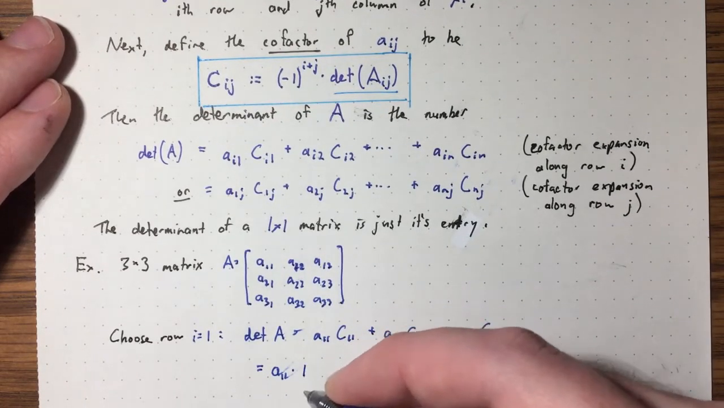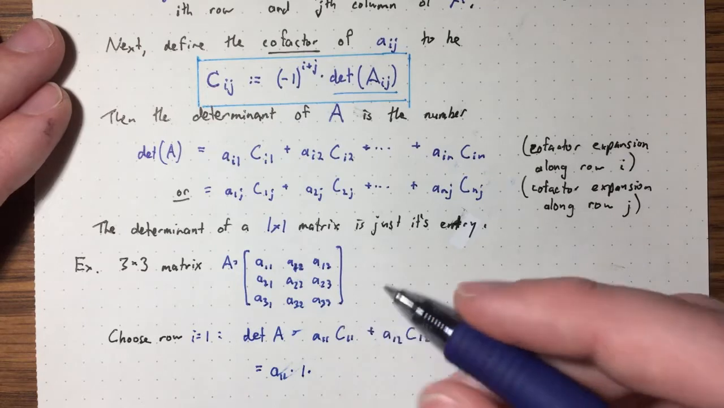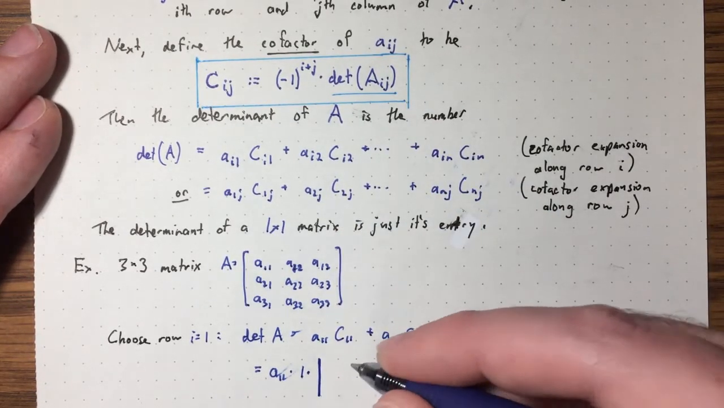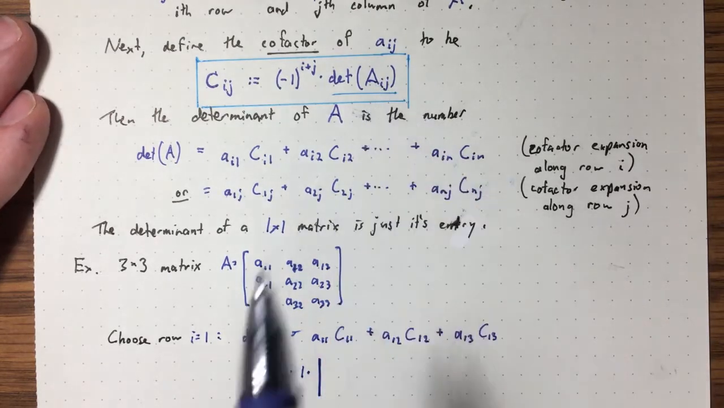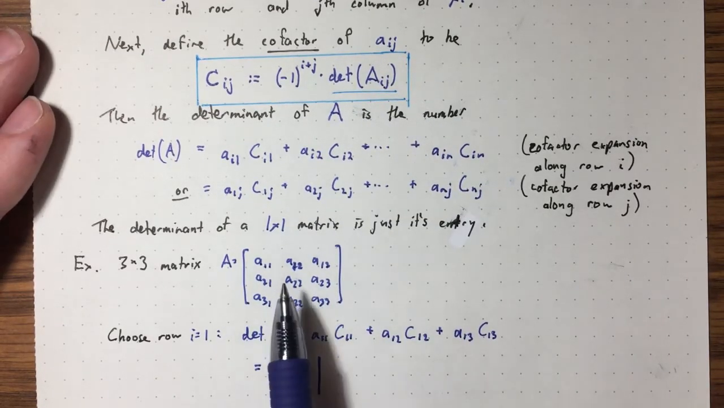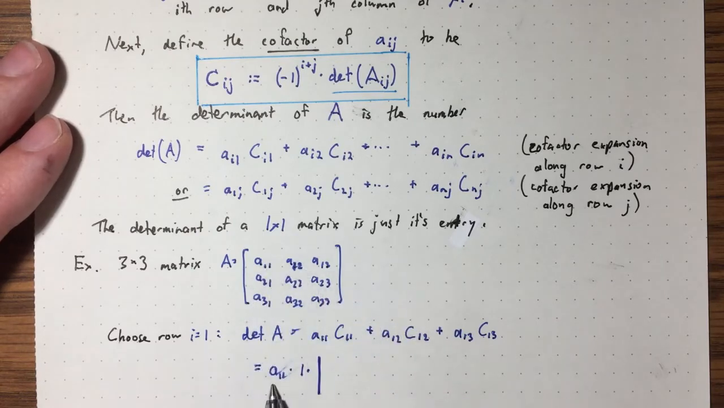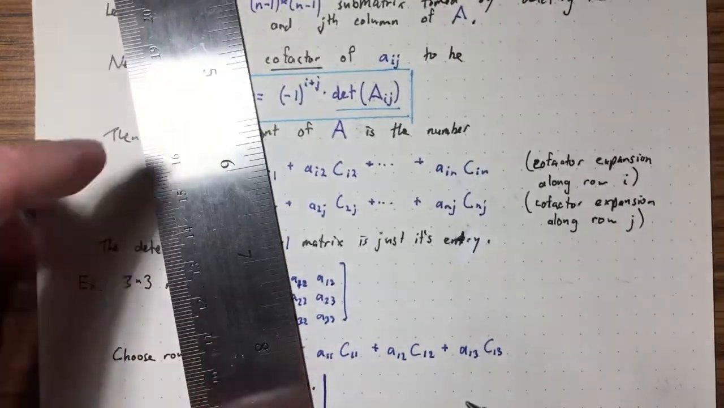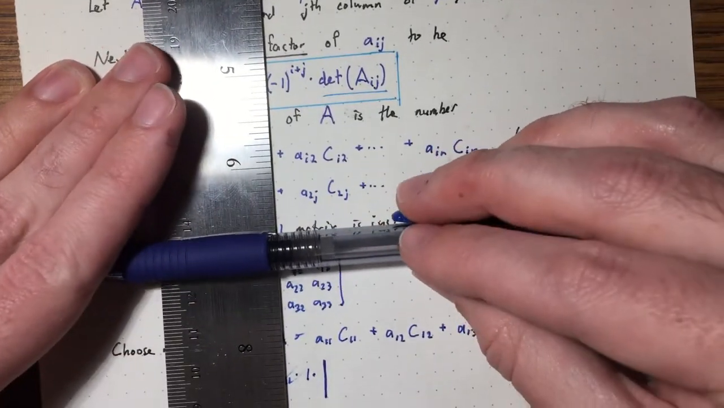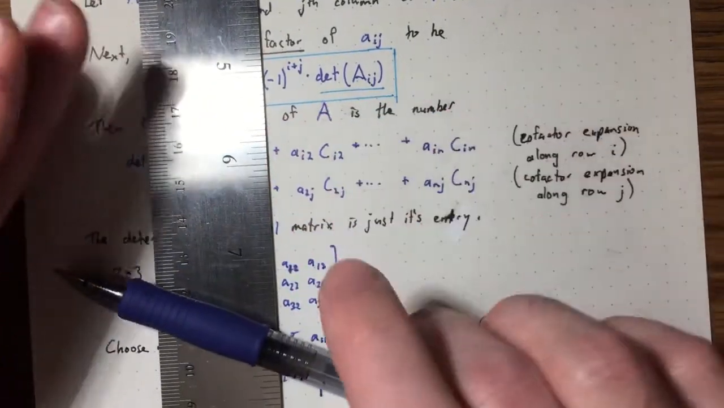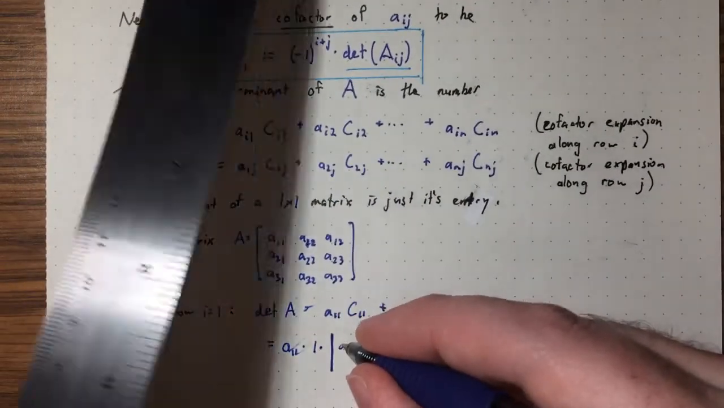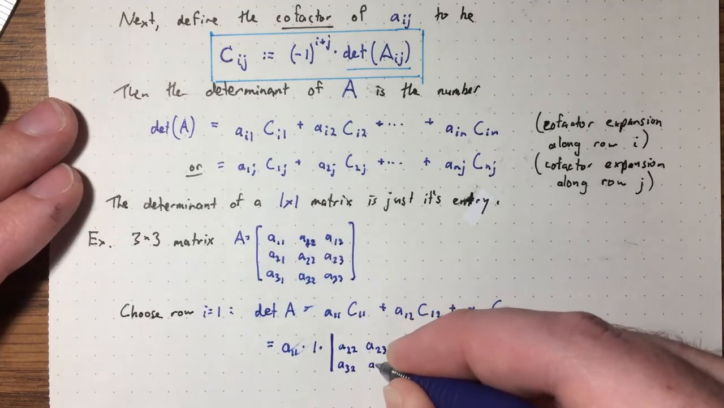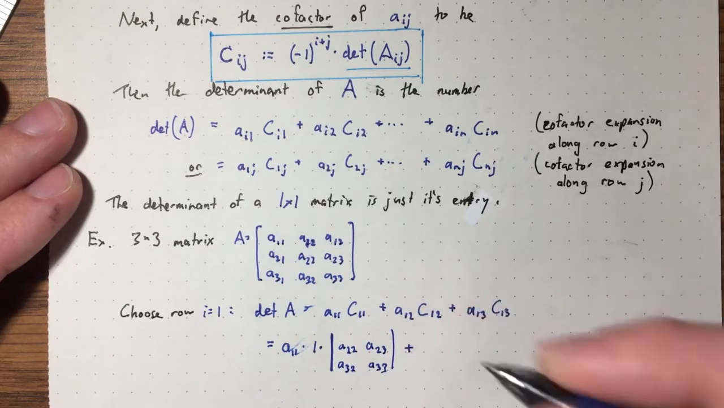So I have A11 times 1 times the determinant of, so I'm going to use that bar notation that we talked about, just straight lines. The determinant of A_ij. A_ij is the matrix formed by deleting the ith row and the jth column. So in this case, I want to delete the first row and the first column. I want to take the determinant of that matrix. So I'm going to write down that matrix: A22, A23, A32, A33.